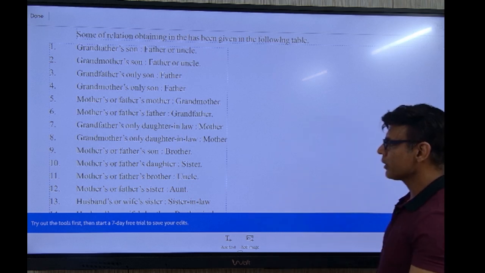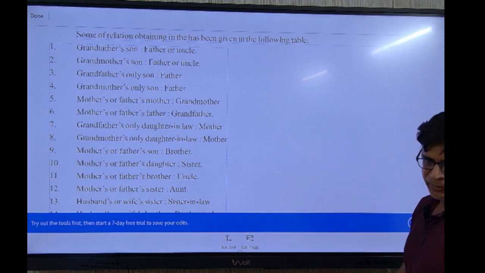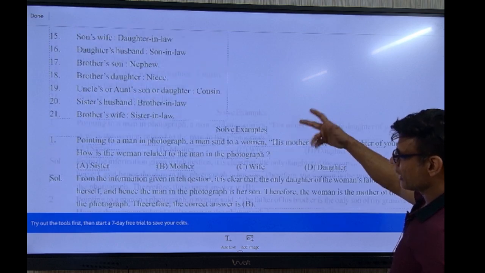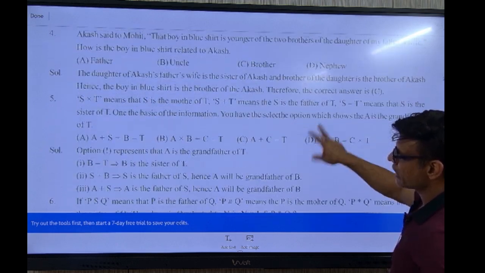Yeah, I'll give you this. The entire sheet I'll give you. Wait, I mean, you can take a printout. Just come to the exercise now.